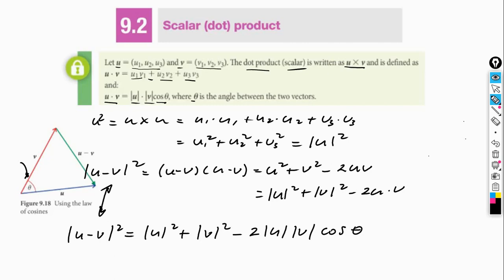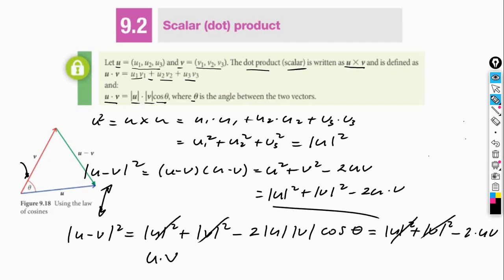So that means that this expression and this expression are equal to each other as well. Now, if we equate them, notice that we can cancel several things out. So if I rewrite this over here, magnitude of u squared plus magnitude of v squared minus 2 times u · v, we're going to cancel this out with this and this. And if we rearrange, we are going to get that u · v, or the dot product of u and v, is going to equal the magnitude of u times the magnitude of v times the cosine of theta.